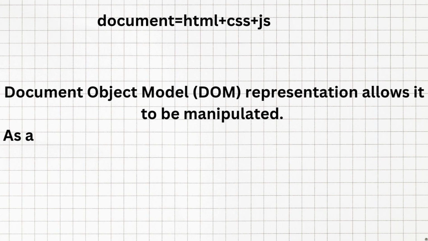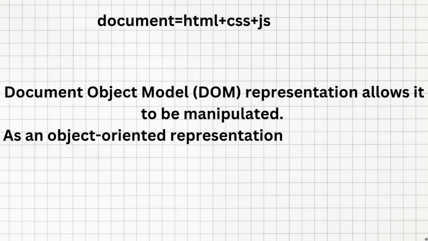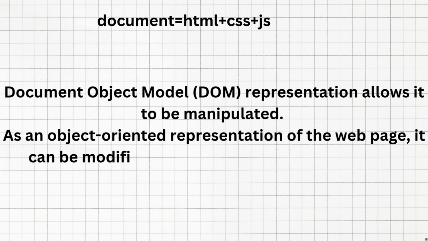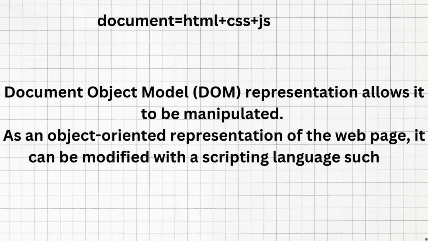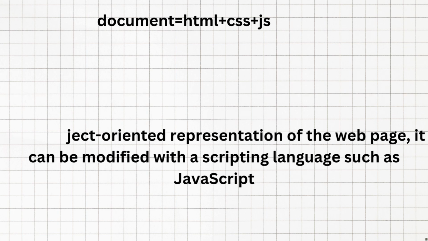The DOM is an object-oriented representation of the web page, meaning it can be modified using a scripting language like JavaScript. At the end of the day, the only thing you can reach through a programming language is objects, right? Not HTML elements themselves. Now that we understand the concept, let's see how it works in the code.